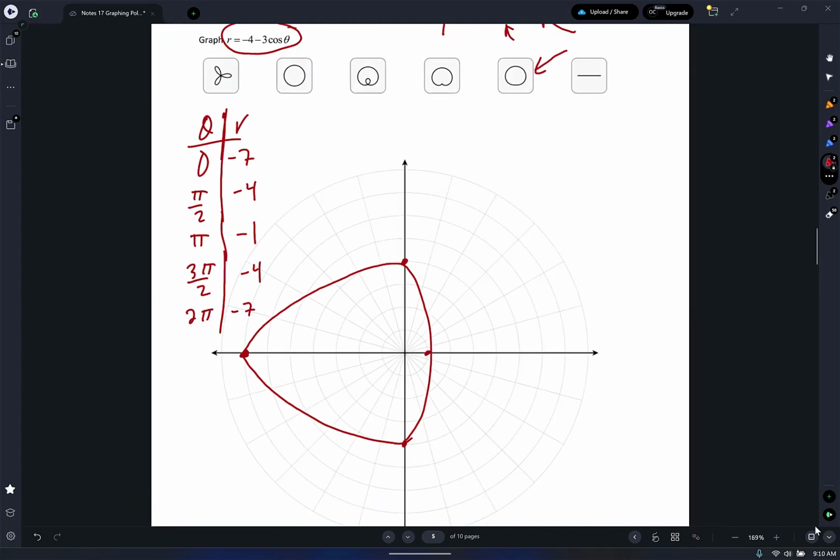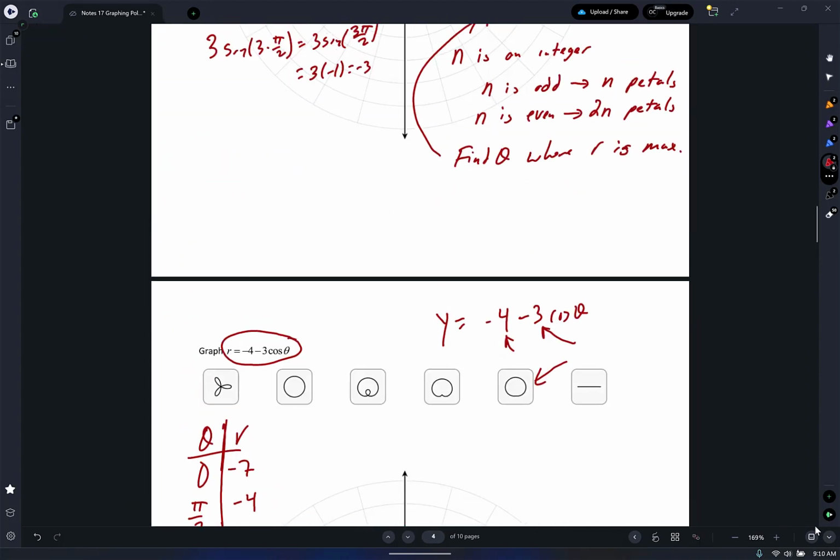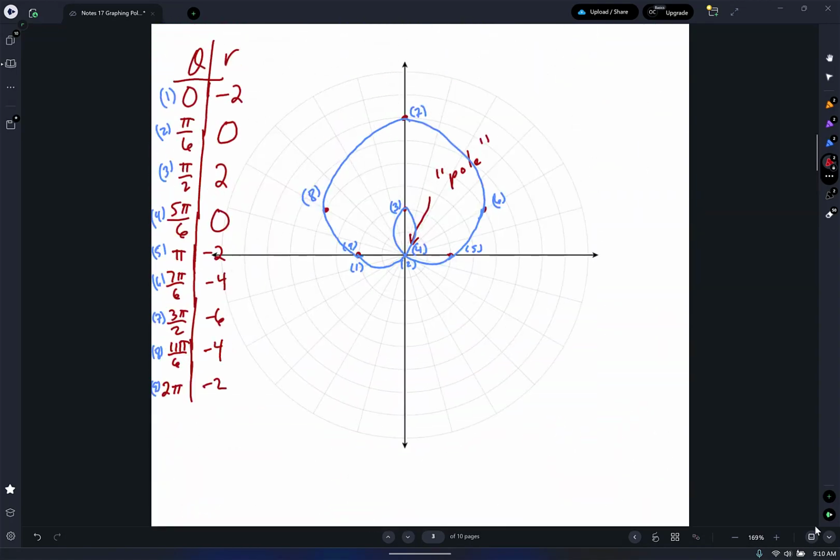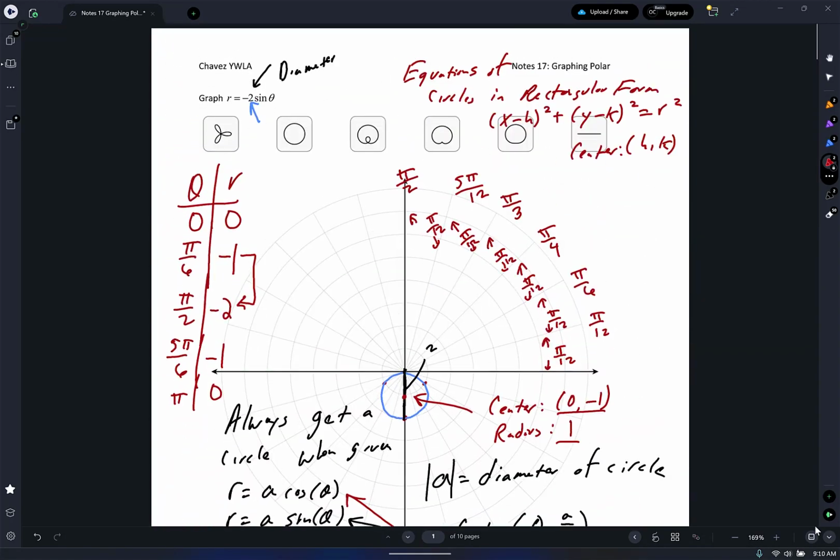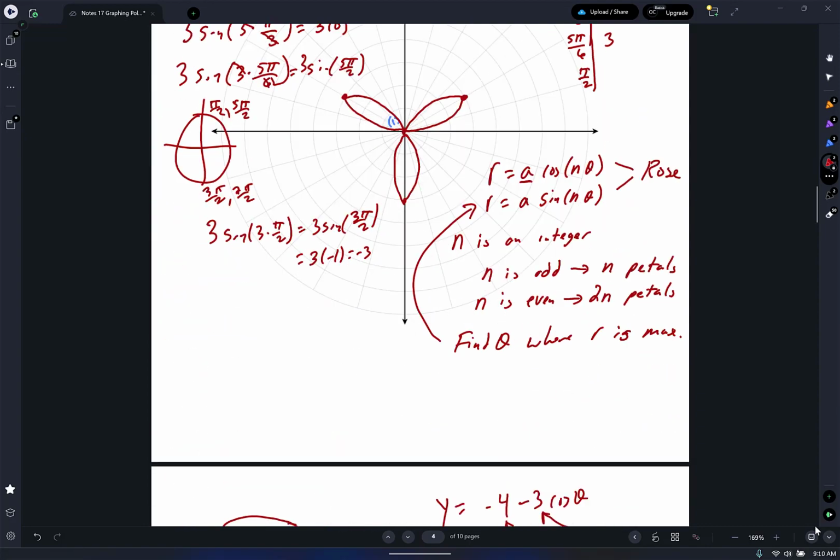And I think we've covered all the situations. Oh, except for one where that looks like a heart. Let's just do one more, guys. And I know it's not the most exciting stuff in the world.